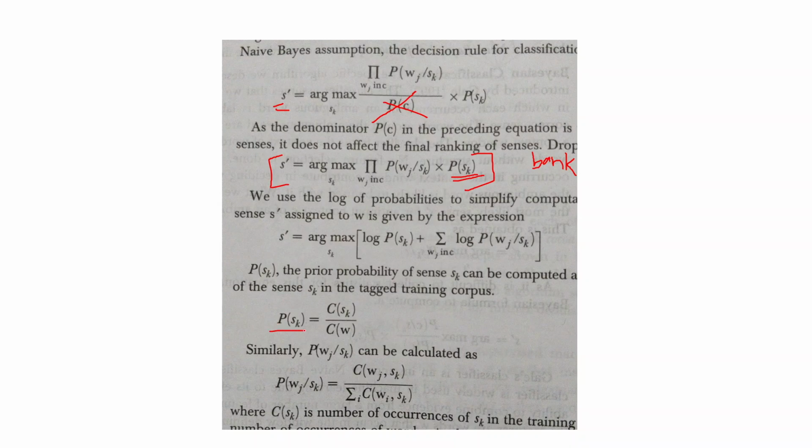The probability of Sk can be calculated as the count of the number of times that Sk occurs within the corpus, or the training data set, divided by how many times the word bank occurs within the data set. That is, the probability of occurrence of a particular sense divided by the probability of occurrence of that particular word in the training corpus. That is how we calculate the probability of Sk.